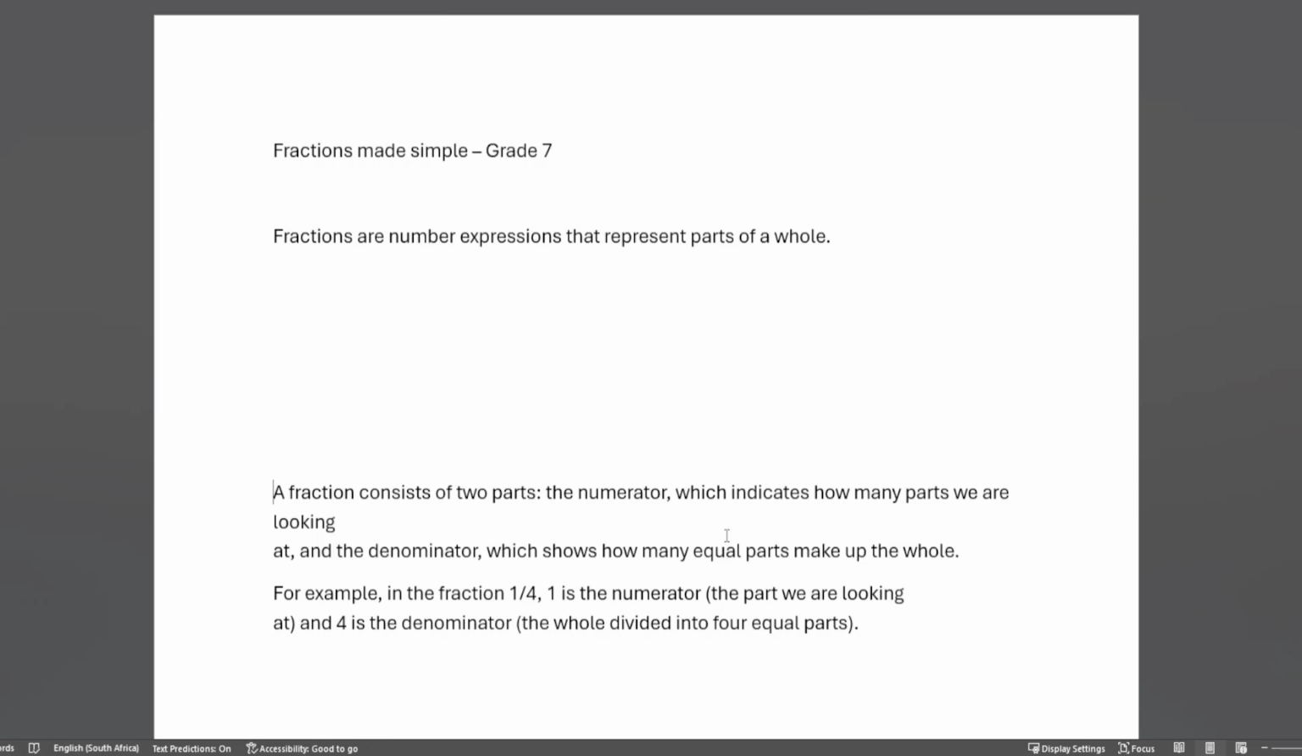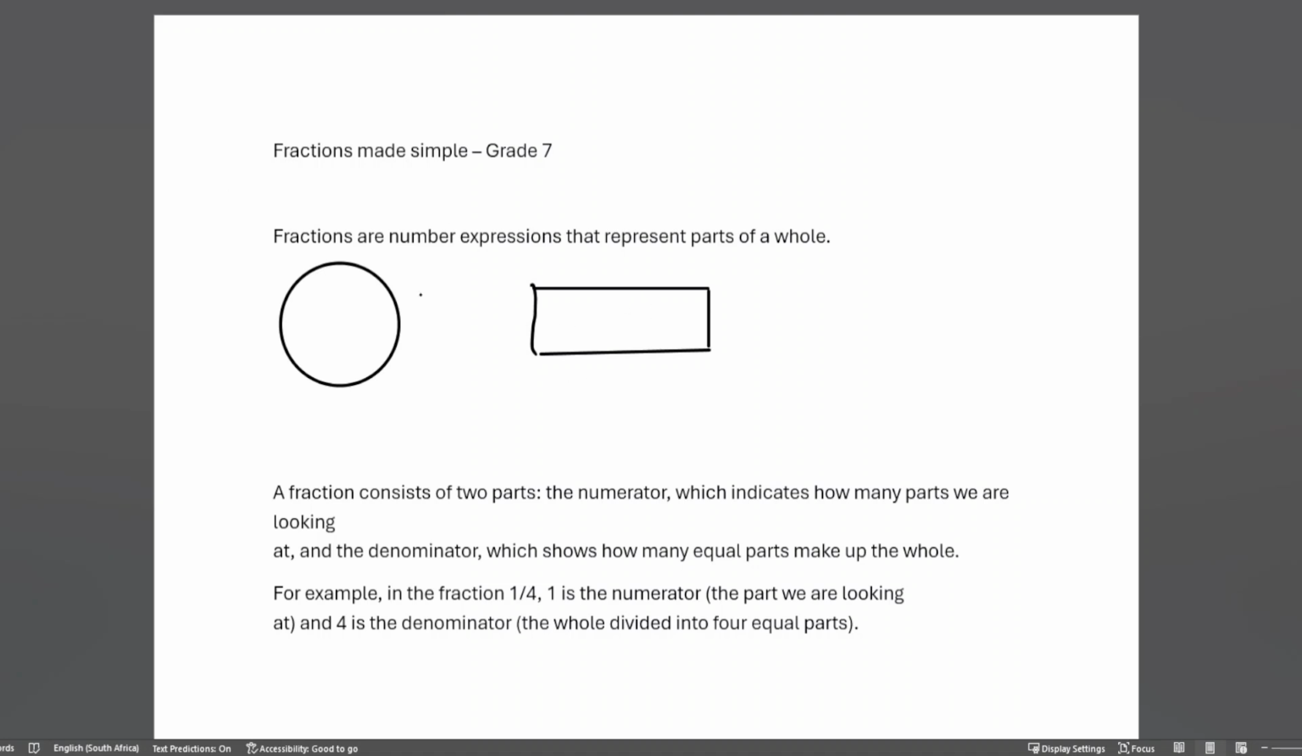Now, what are fractions? Fractions are number expressions that represent parts of a whole. And what would a whole be? It would be anything from a circle or a rectangle or a square. I just want to draw one for you. So, in this case, we have a circle which is a whole, and we would have a rectangle. There we have a circle and a rectangle.